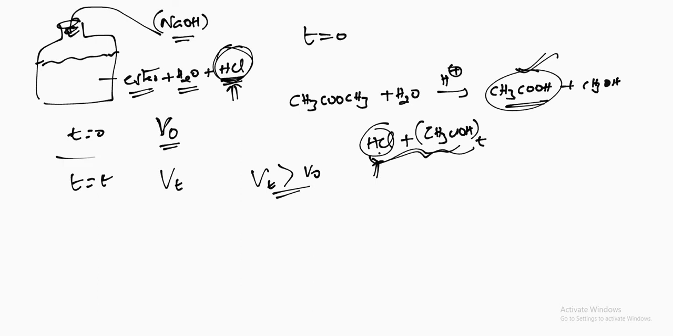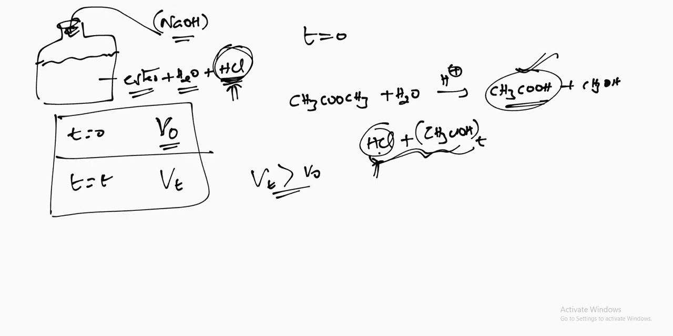Now listen, what's the data I have given? At time 0, V0 is the volume of sodium hydroxide consumed, and at a time t, Vt is the volume of sodium hydroxide consumed. Now let us allow the reaction to complete. Students, observe carefully. Reaction completed means all the esters get reacted.